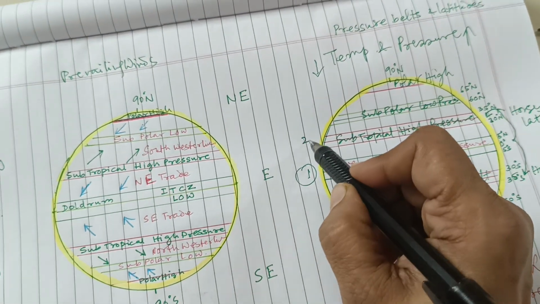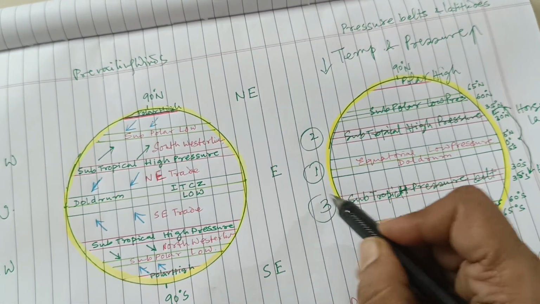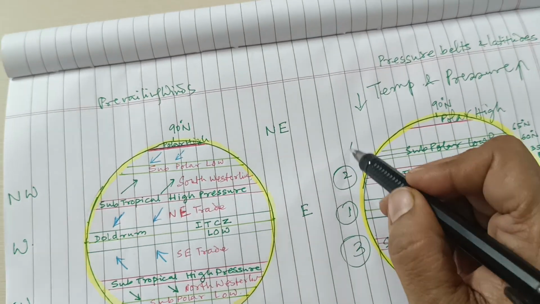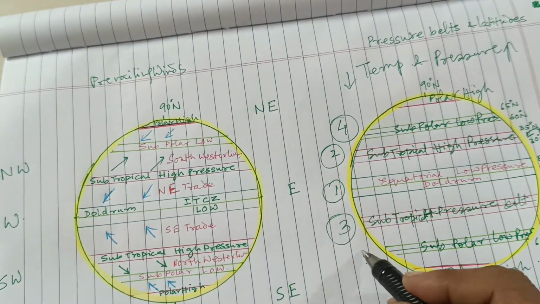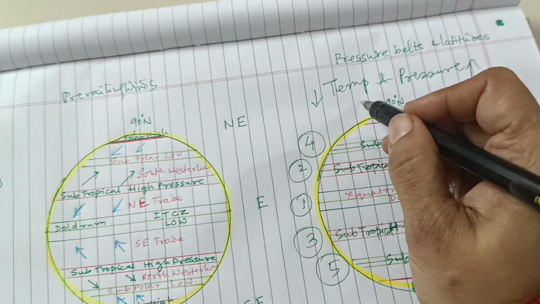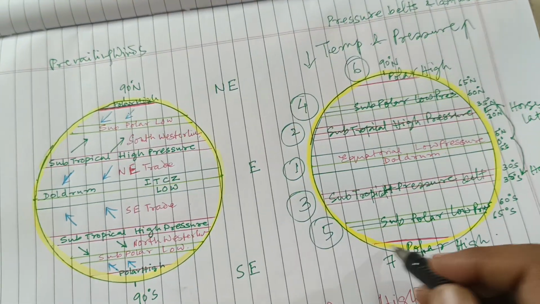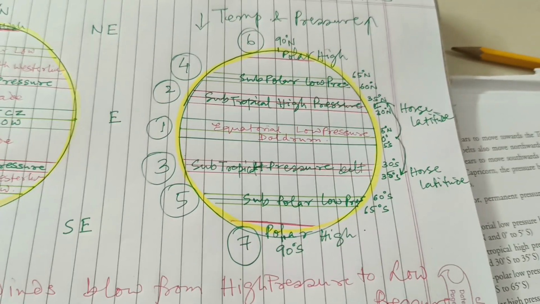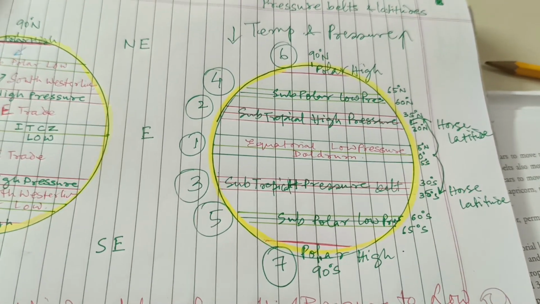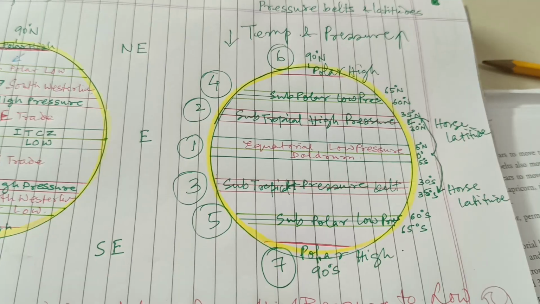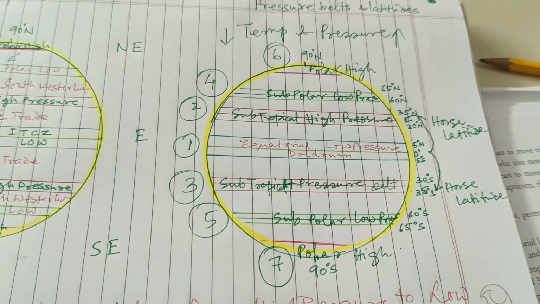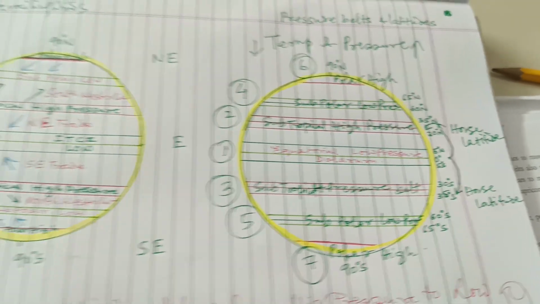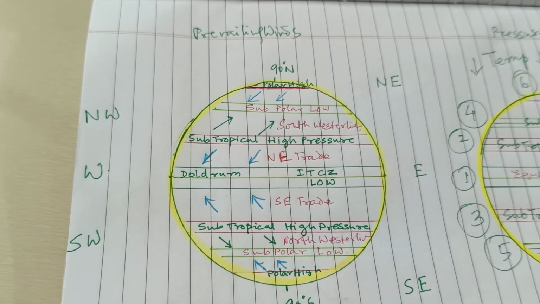1, 2, 3, then 4, 5, and then 6, 7. So total 7 pressure belts are there in the world, and now we will see what is the relationship between pressure belt and prevailing winds.